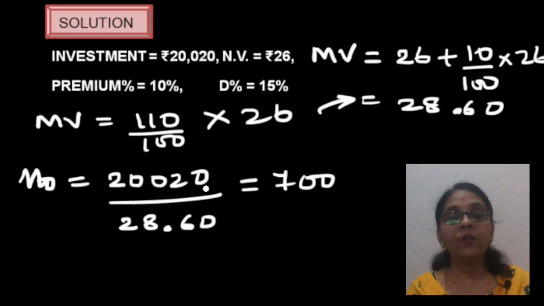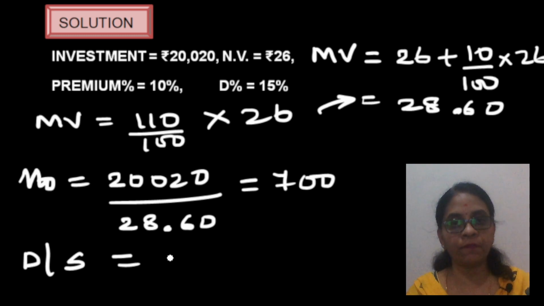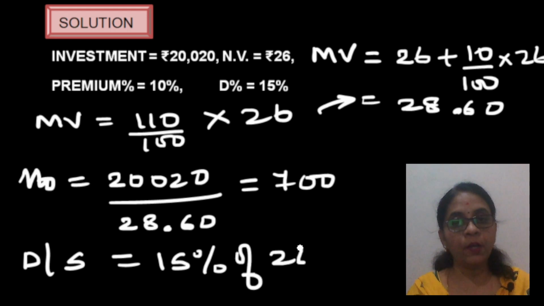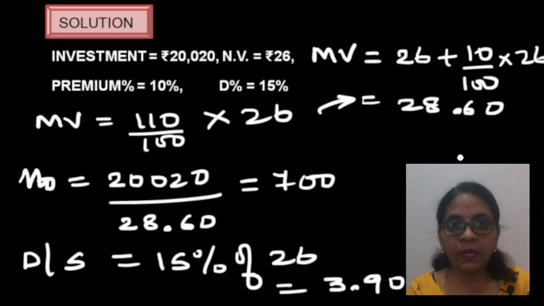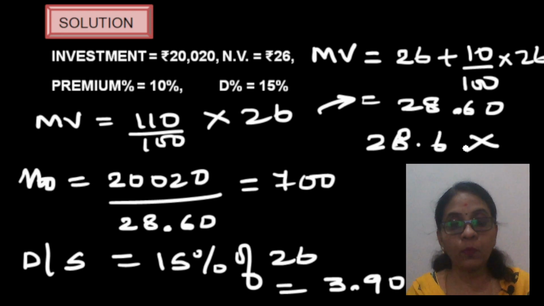Next is to find the annual income. To find the annual income, the first key step is to find D per share, that is the income per share or the dividend per share. The dividend per share is equal to D percent of FV, which is 15% of 26, which is equal to 3.90. Children, please remember, if you write it as 28.6, you will lose a mark.